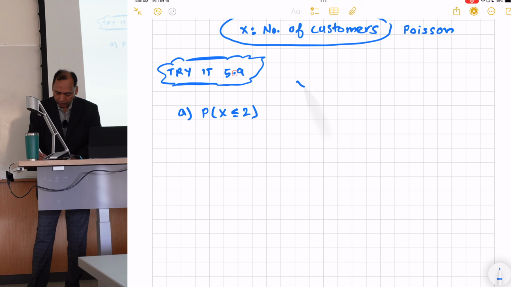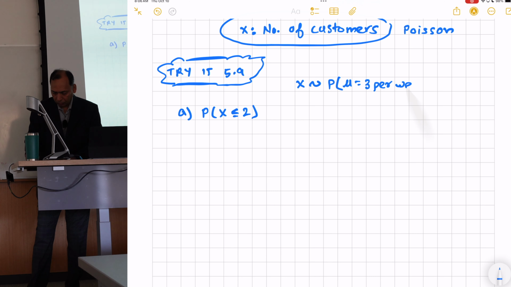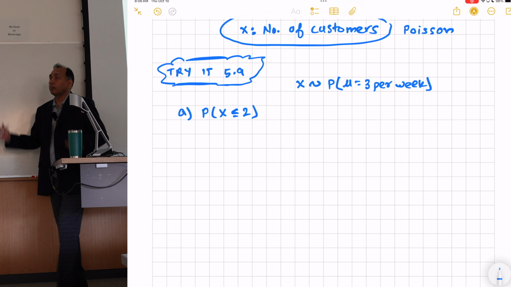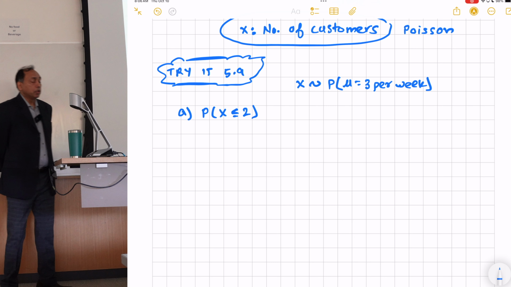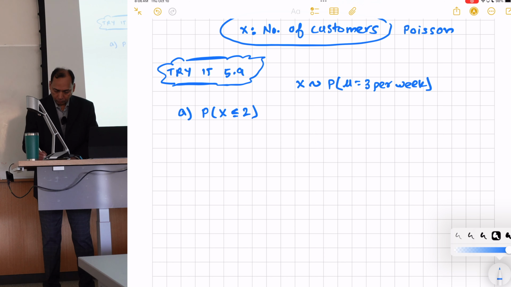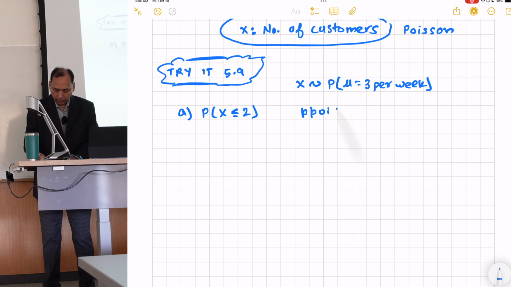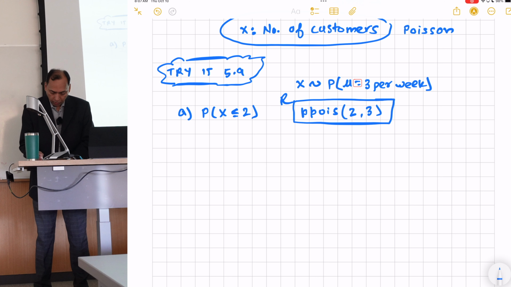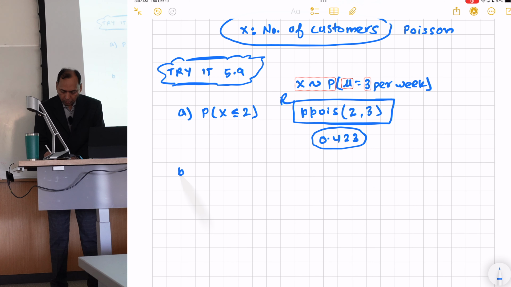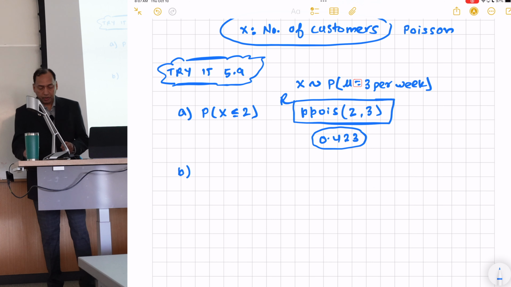In this problem we are given that X follows a Poisson distribution with mu equals 3 accidents per week. So that's historical data and that's the average. So using that, we can apply the Poisson distribution and use this function P-O-I-S, less than or equal to 2 and mu is 3. So it should come to 0.423.